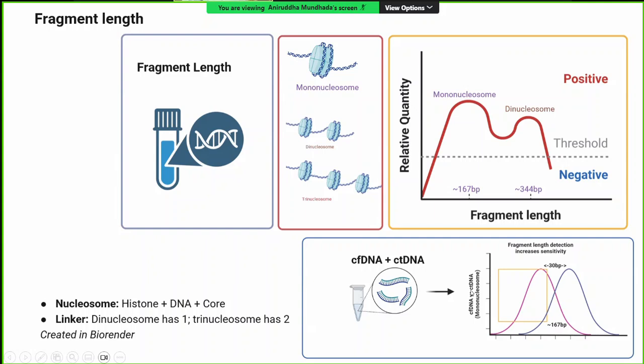So ctDNA can overlap with circulating cell-free DNA, and this overlap can be quite narrow. And if we can detect this part of the curve, we can actually narrow down or make the assay more sensitive in detecting ctDNA and leaving out all the circulating cell-free DNA, which is the normal part. And that can make the assay more sensitive for ctDNA.